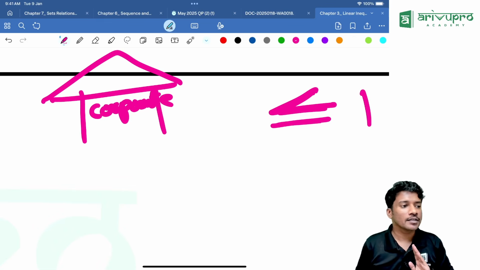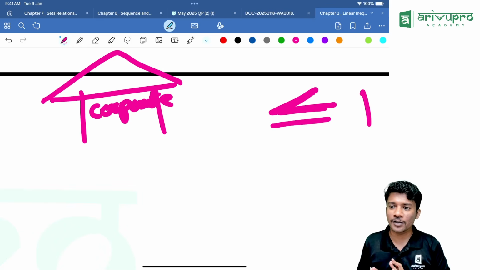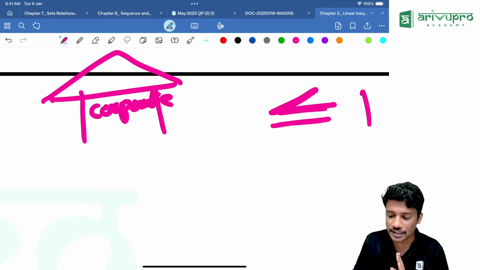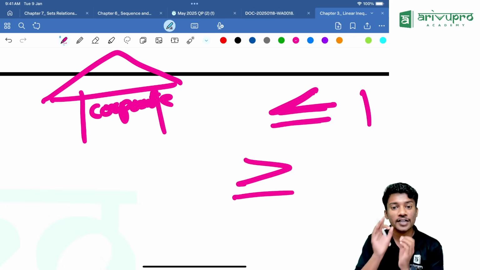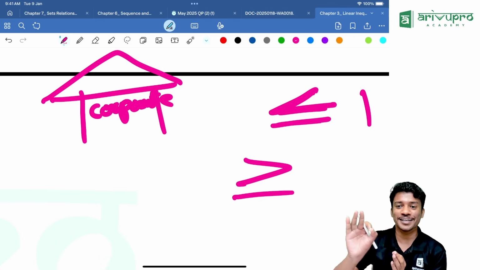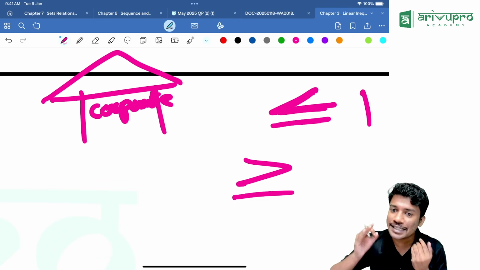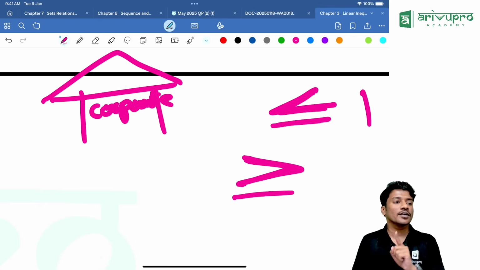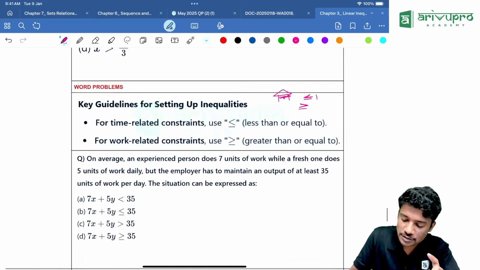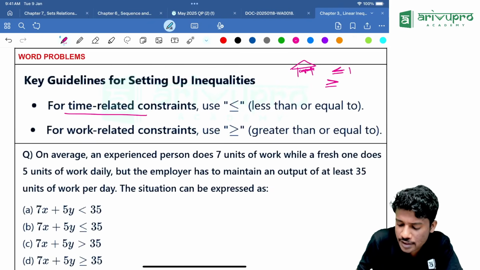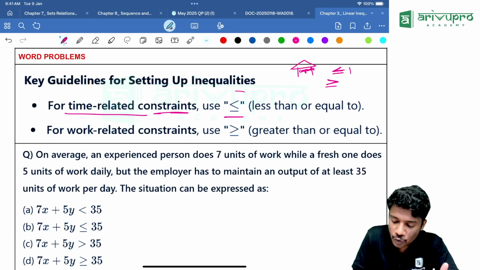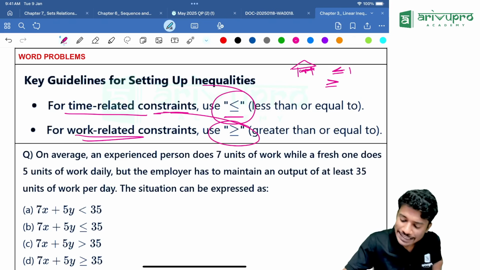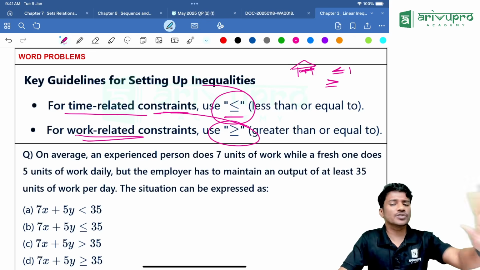Now, think about your work. The corporate will come and tell you, do your work. Work is always not at most, it will be at least. Work should be finished at least that much. They will not say at most finish that much. They will say at least finish that much. So work will always have which sign? Greater than or equal to. Keep that in mind. For time related constraints, use the less than or equal to symbol, while for work related constraints, we will use the greater than or equal to symbol.